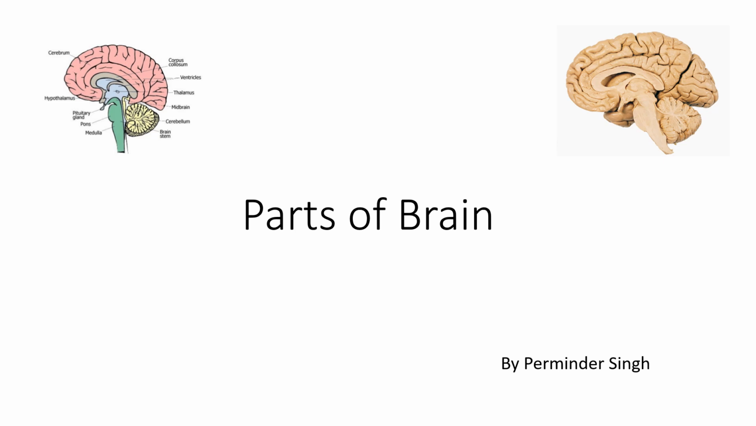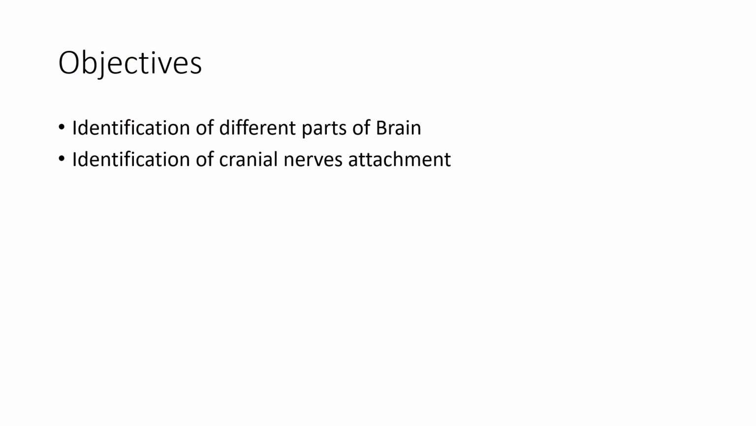Good morning, everyone. Today I'm going to discuss the parts of the brain and the cranial nerve attachments. The objective of this class is the identification of the parts of the brain and the identification of the cranial nerve attachment. The identification of the cranial nerve attachment is going to be another separate part which we are also going to do after this.